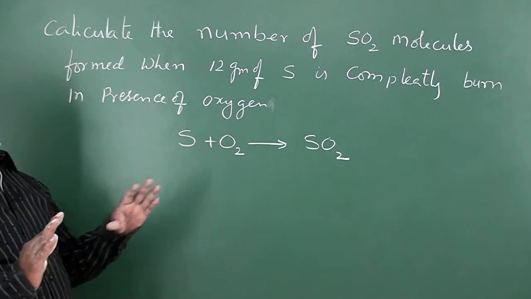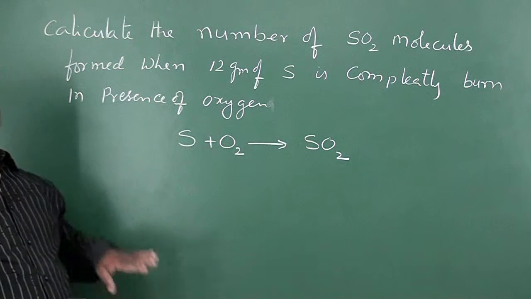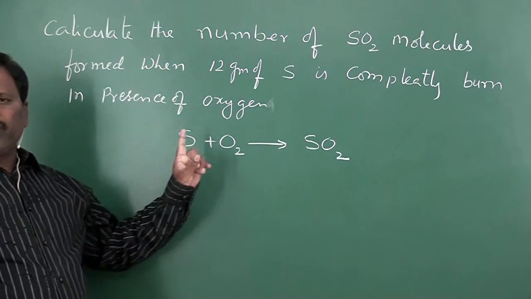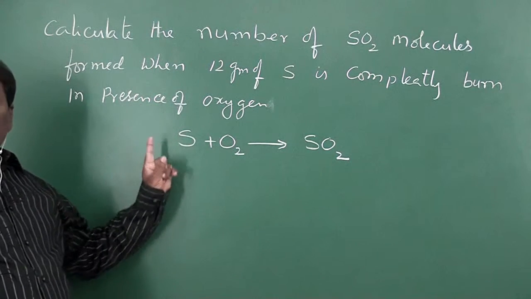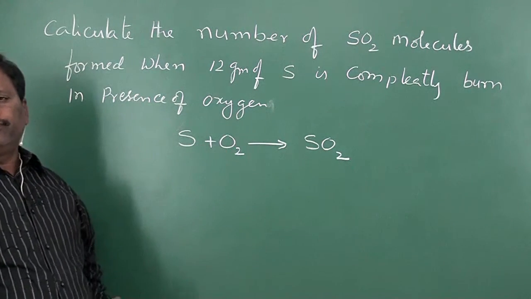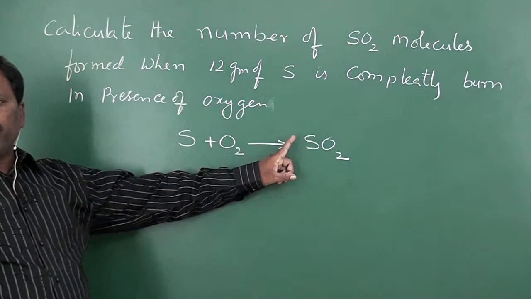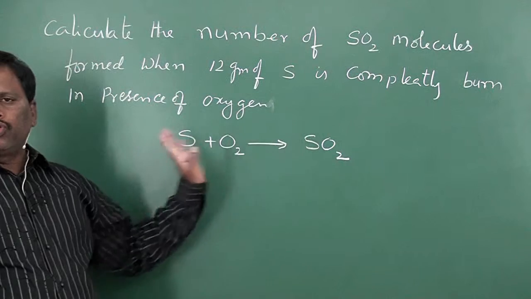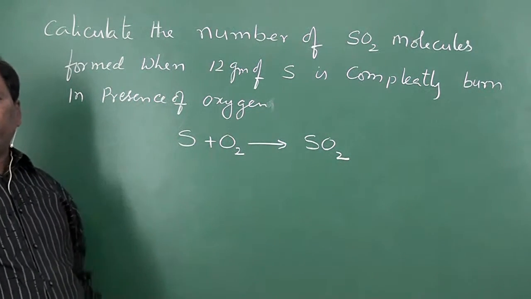In all stoichiometric calculations, whatever the calculation that they are asking, the procedure is the same. The first step, you have to write down the chemical equation. Then the second step, verify whether it is balanced or not. See here, one sulfur is on the reactant side, one sulfur is on the product side. Two oxygens are on the reactant side, two oxygens are on the product side. So, they are balanced. So, the second step was completed.